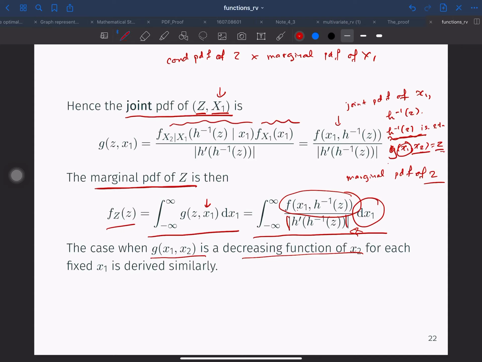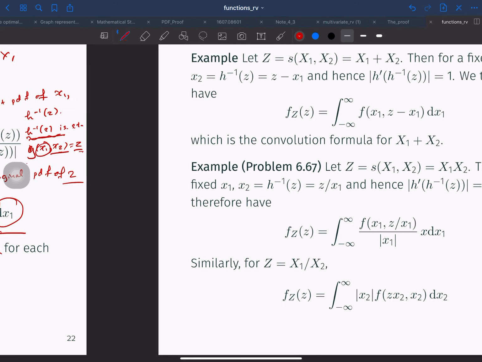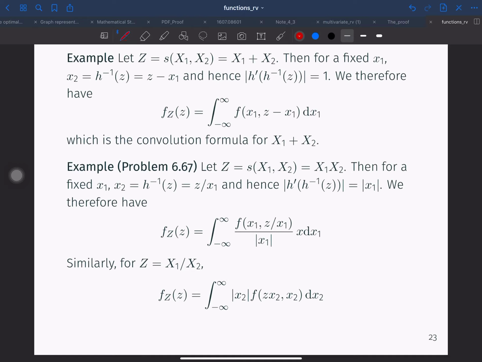So this is just a derivation. You may go back and check the notes again just to convince yourself that this derivation is kosher. But the main reason why this derivation is so useful is that it gives us a few very interesting examples.